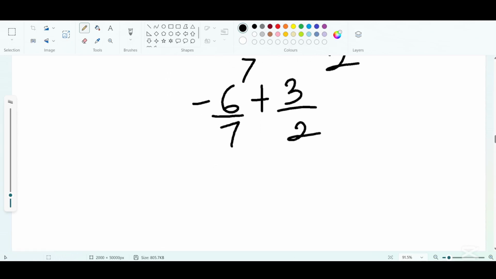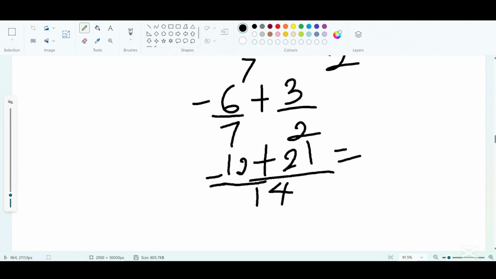So what is the LCM here? We are told already, when there is no common factor between the two numbers, the multiplication of the two numbers is the LCM. So 7 times 2, 14 is the LCM. And when you say 7 in 14, it's going to give you 2. And this one times minus 6, that's going to be minus 12. Then 7 times 3 is going to be 21, right? So that's the best way to go about it.